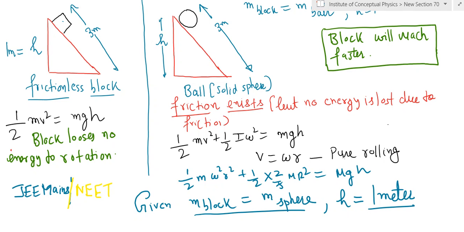But in the case of the ball, the potential energy gets converted into two parts: the translational kinetic energy and the rotational kinetic energy. And we know v is equal to omega r. If we apply this, we can find the final velocity, and we will find the block reaches much faster.